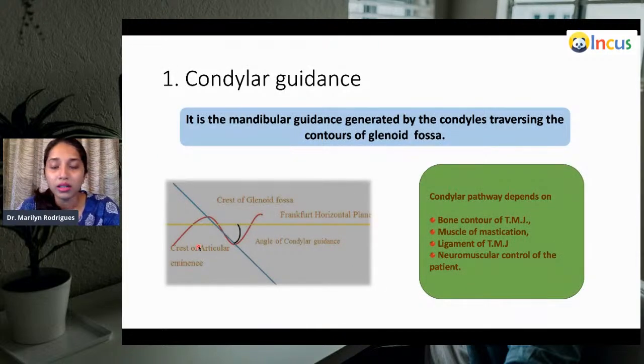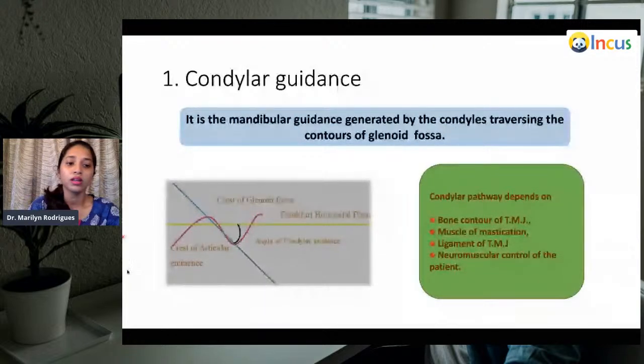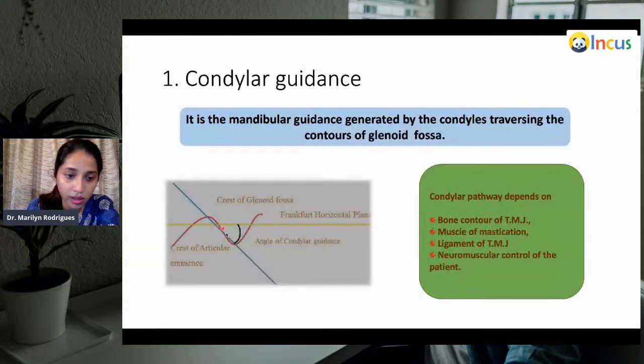So coming to each of those factors, there are five factors which we said influence the balanced occlusion. The first factor, factor number one, is condylar guidance. It is defined as the mandibular guidance generated by the condyles traversing the contours of the glenoid fossa. Okay, we'll concentrate on this diagram here. This is the glenoid fossa, and this is your articular eminence. So the condylar guidance is the mandibular guidance generated by the condyles traversing the contours of this glenoid fossa. Imagine a condyle here traversing the contour of your glenoid fossa.